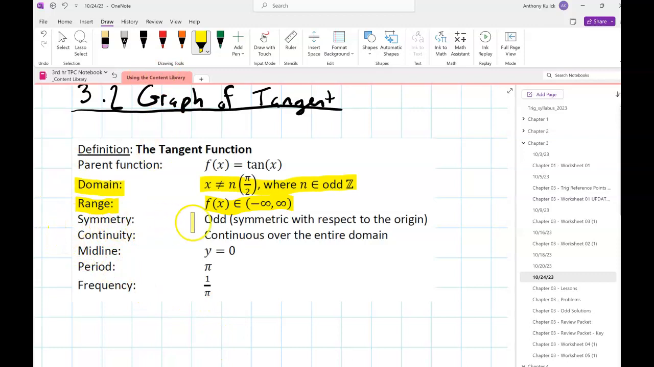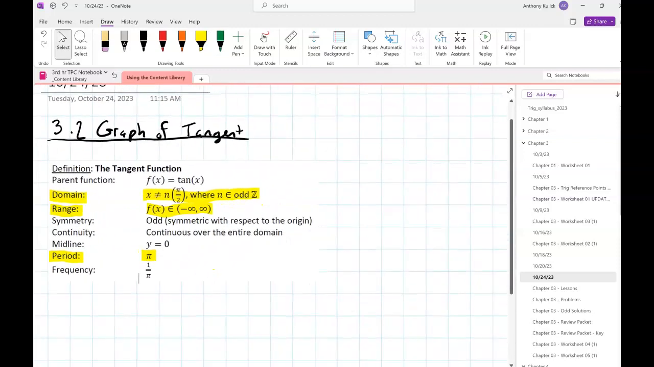Sine had odd symmetry, so that's not a big deal. And all of these trig functions have been continuous over their entire domain. The midline was y equals 0 for both sine and cosine. But the period for sine and cosine was 2 pi. Here we see that the period for tangent is just pi. And the frequency, just like sine and cosine, is 1 over the period. So that looks different, but it's really kind of the same idea.